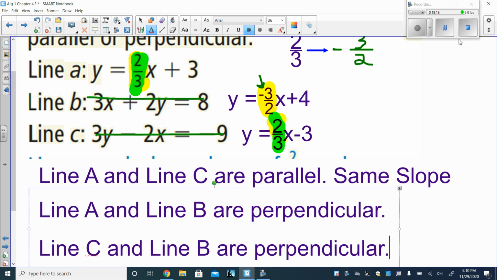And that's all we have to do for this here, because once we got the slopes and we could see that 2/3's opposite reciprocal is negative 3/2, line A and B are perpendicular because they're opposite reciprocals. B and C have the same opposite reciprocal slope, so those two are perpendicular also. And A and C are parallel because they have the exact same slope. And that's all we need to do for this here. So we're done with this problem.